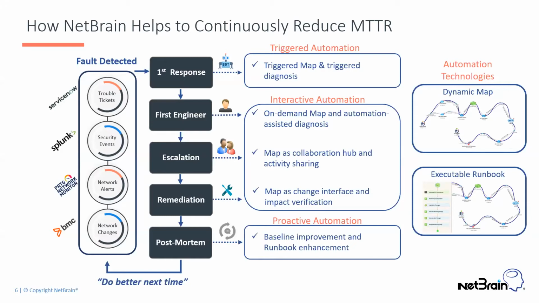So ultimately, the goal here is to answer the question, how do we do better next time? To go proactive, teams can leverage those lessons learned from each outage to improve the baseline of what NetBrain analyzes, to share enhanced operational runbooks earlier in the process, essentially shifting more of that workload towards the first engineer response or to the first triggered response.